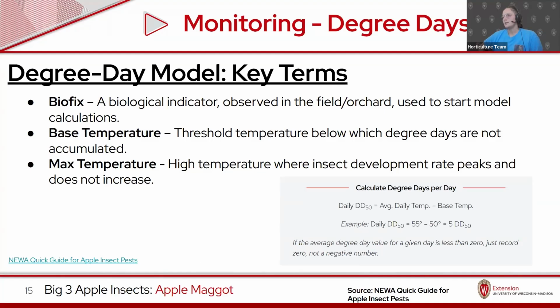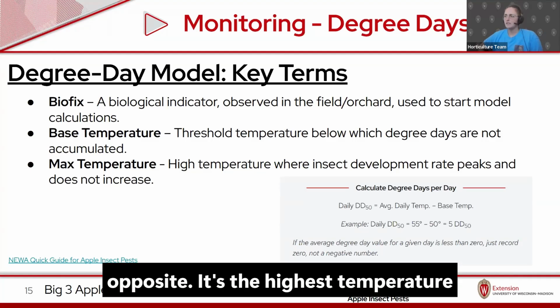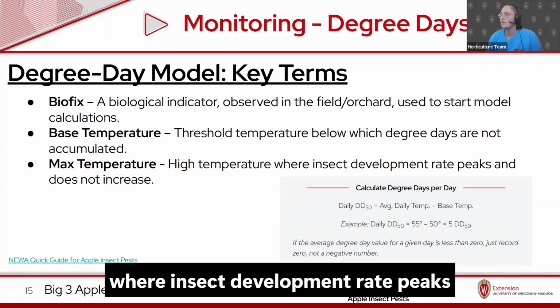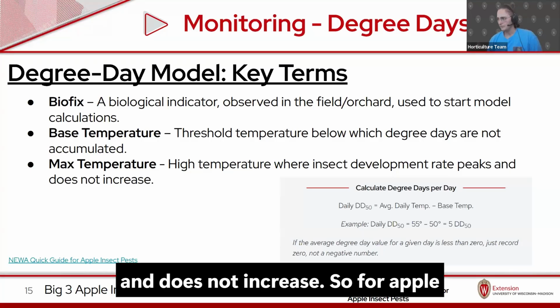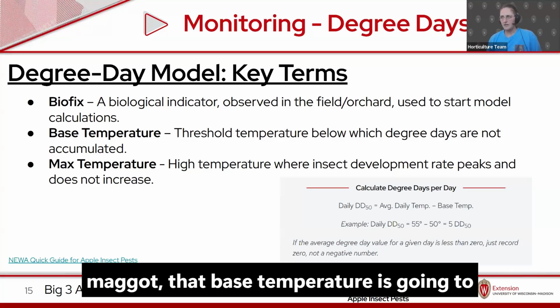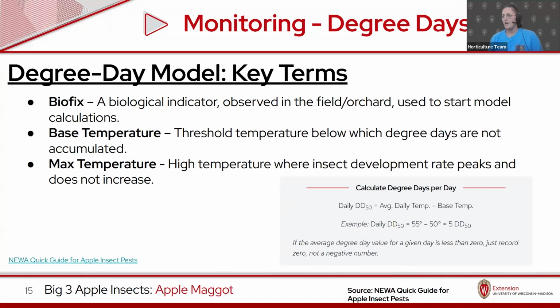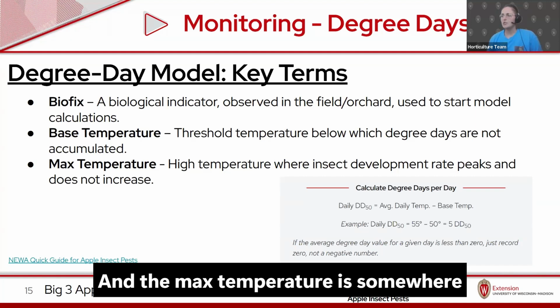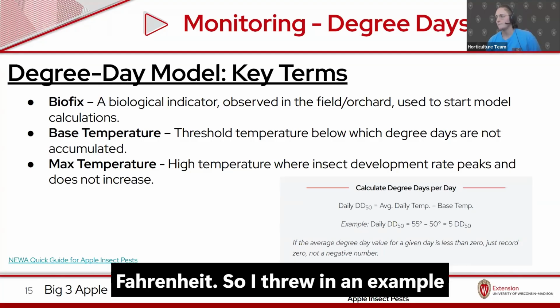And yeah, so max temperature is the opposite. It's the highest temperature where insect development rate peaks and does not increase. So for apple maggot, that base temperature is going to be 50 degrees Fahrenheit. And the max temperature is somewhere between 85 and 88 degrees Fahrenheit.